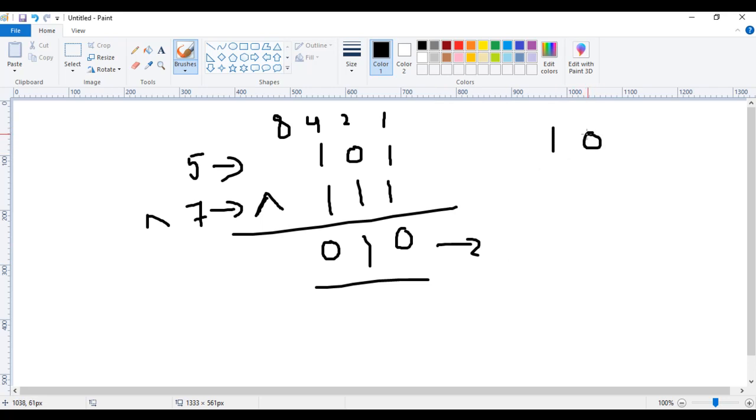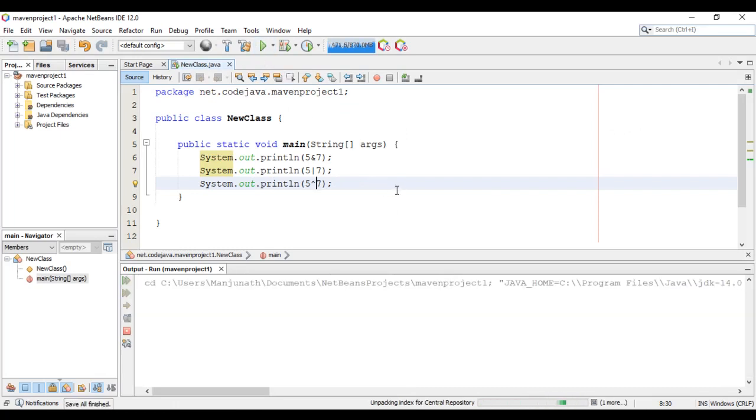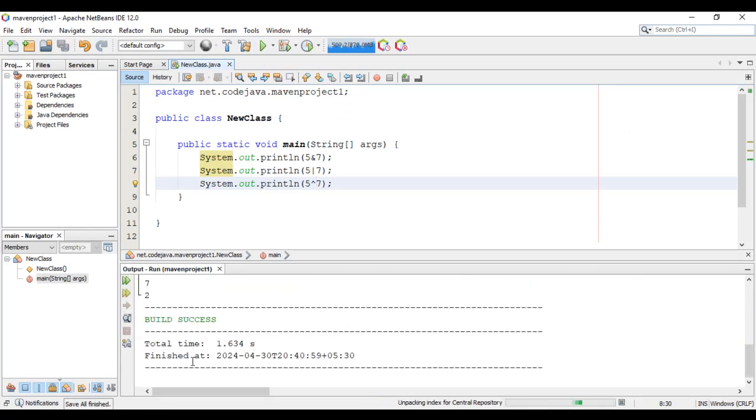We write 1, 0. Above that we write the powers of 2, 1 and 2. So what is it? It is 2, guys. We'll get the output 2. Let's come here and run it and check whether we get 2. You can see that we got the output 2. So that is how the exclusive OR operator works.